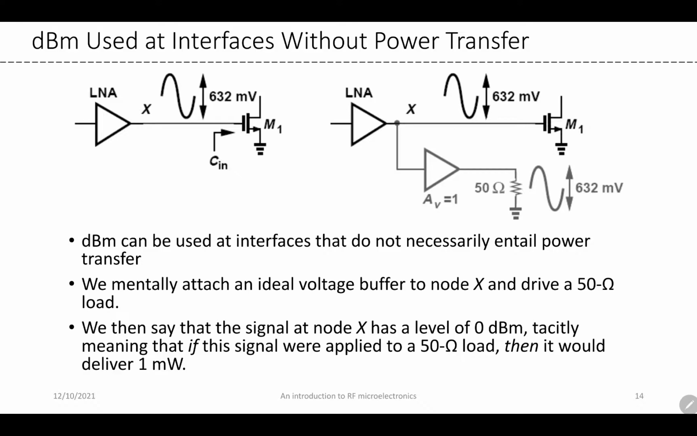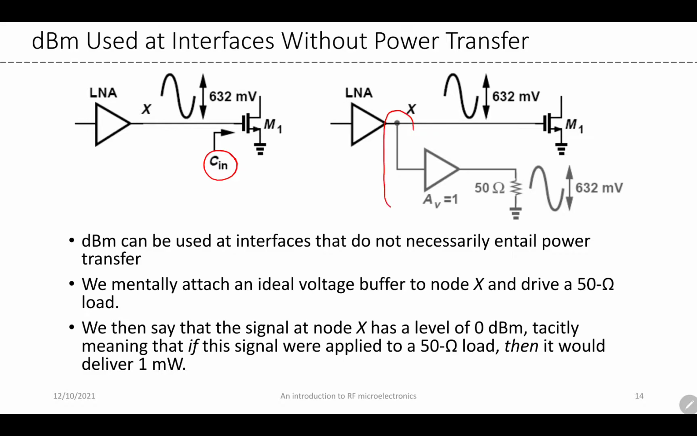Now, can we use dBm at interfaces where there's no power transfer, like at the gates of transistors, as we mentioned previously, which have a capacitive input? There is no resistive input, so no power is delivered. But can you use dBm at those interfaces? And the answer is yes, you can.